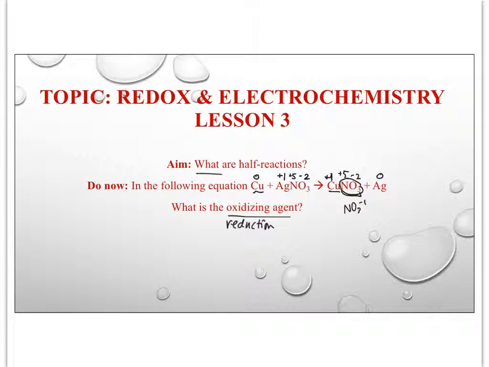So now let's look at the changes that are occurring here. Copper changed from a 0 to a +1, silver changed from a +1 to a 0. So the substance that underwent reduction would be the silver. And we would pick the original version of the silver. If we were given a multiple choice question, it would be the silver +1 that underwent reduction and is the oxidizing agent.